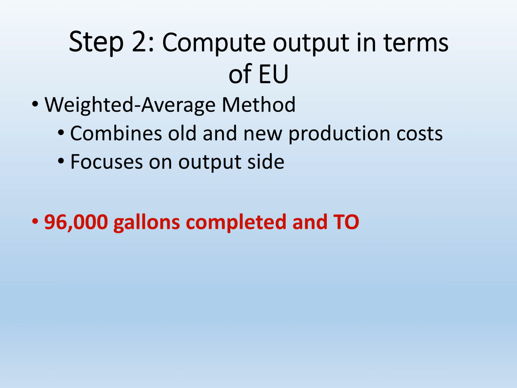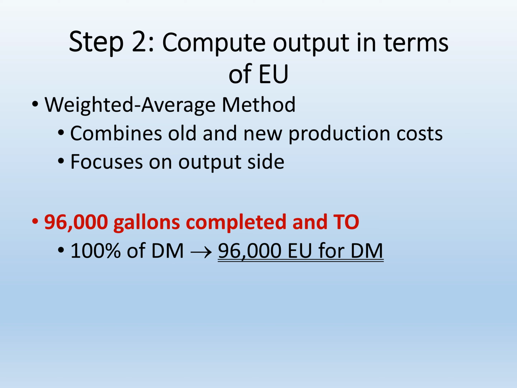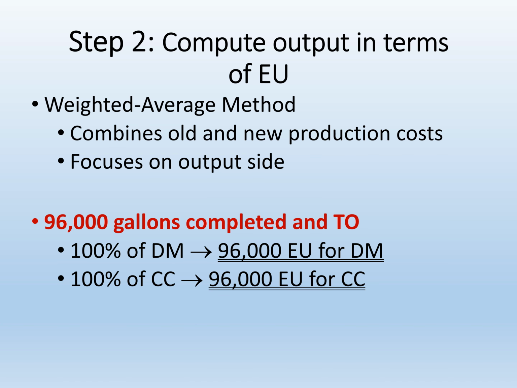For XYZ paint, the mixing department completed and transferred out 96,000 gallons during the period. Those units must have been 100% complete for direct materials, so that equals 96,000 equivalent units of materials. And they must have been 100% complete for conversion costs. So that equals 96,000 equivalent units for conversion costs.